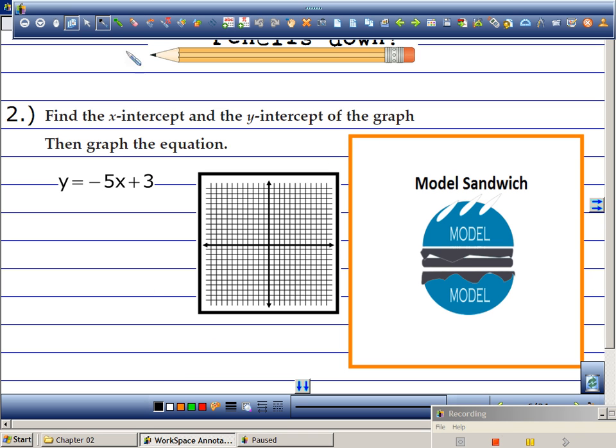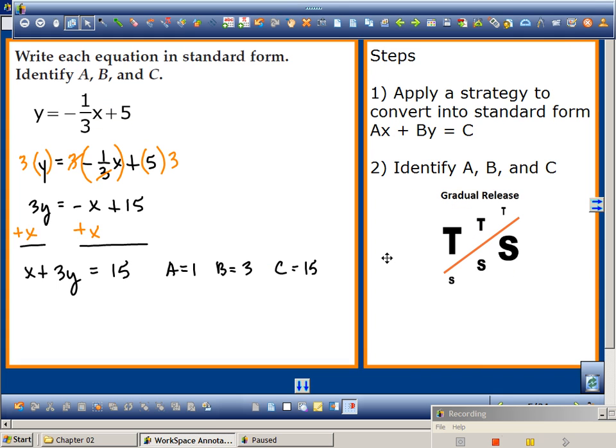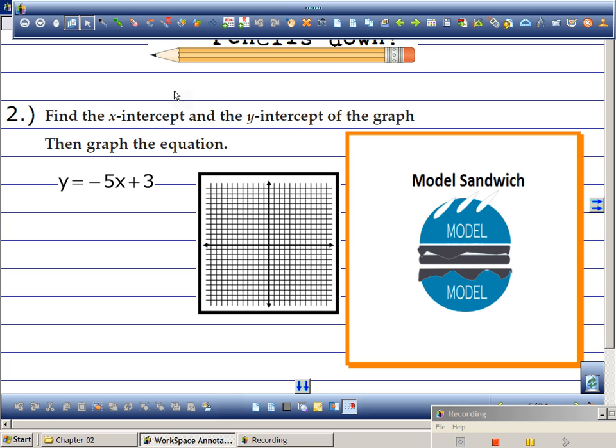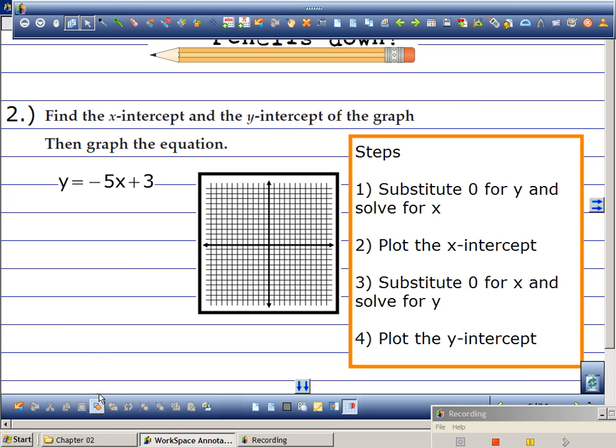Find the x-intercept and the y-intercept of the graph. I added it to both sides, and then it became positive. Good question. Okay, pencils down. Find the x-intercept and the y-intercept of the graph. Let's uncover this.